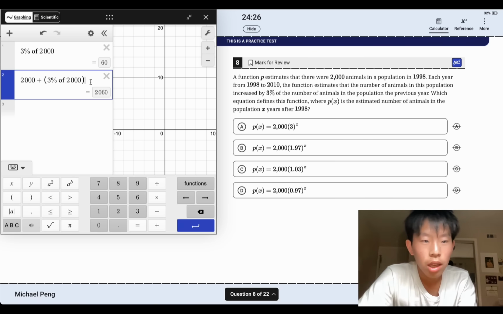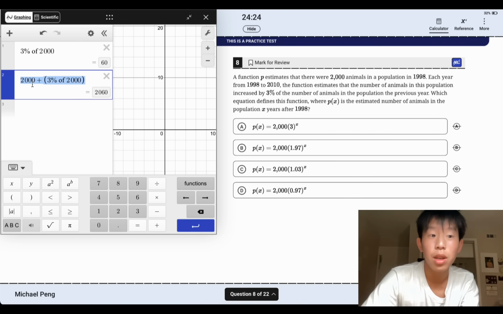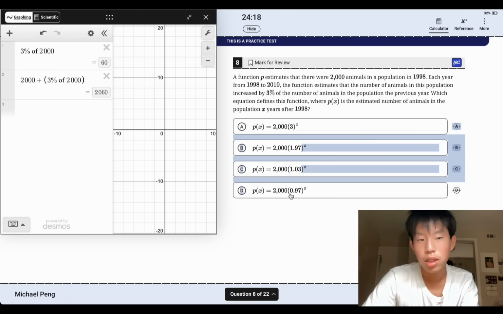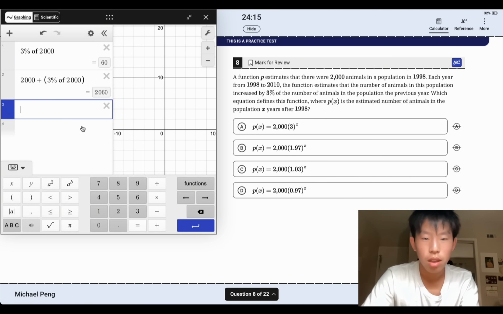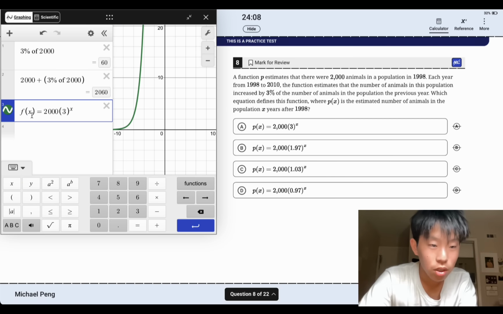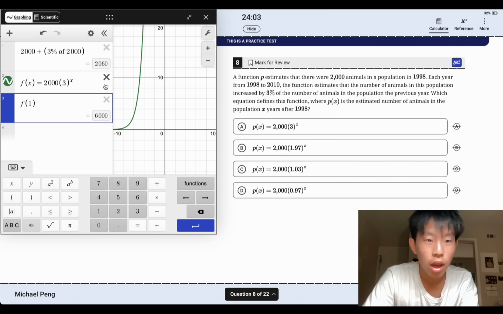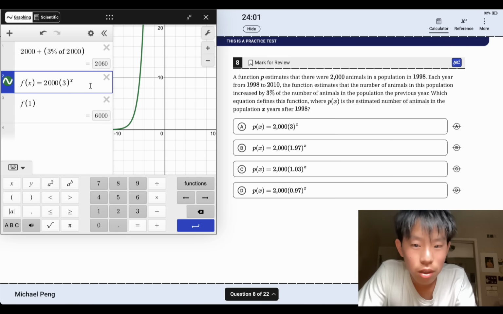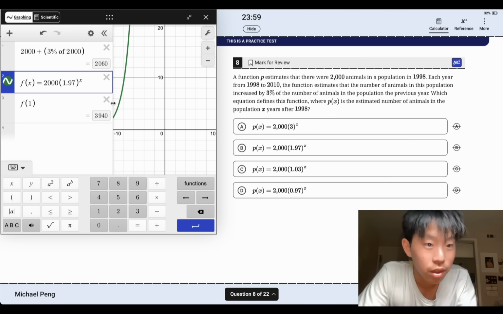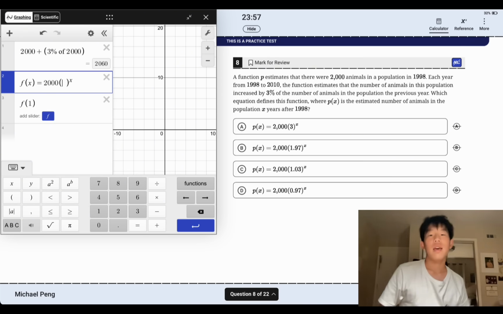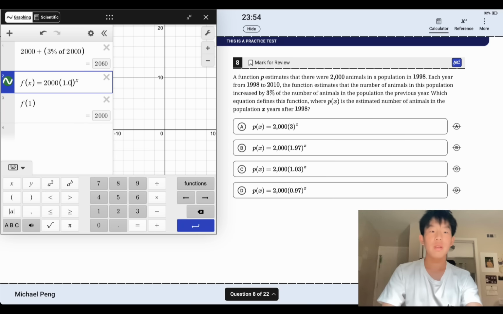So now that we know this is how we express a 3% increase, which one of these functions will give us the same answer? So let's try. F of x equals 2,000. I know this is p, but I couldn't care less, bro. So what's f of 1? 6,000. Does 6,000 equal 2,060? I'm afraid not. What about 1.97? Nope. Completely wrong. And now let's try 1.03, 2060, 2060.